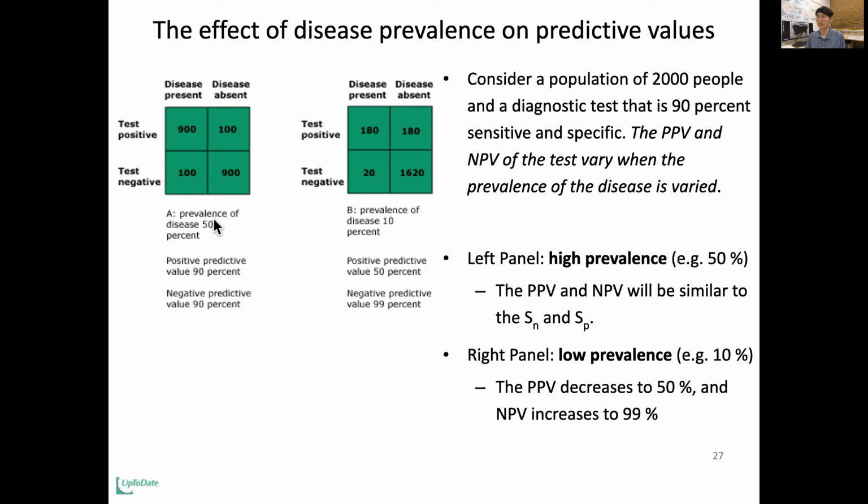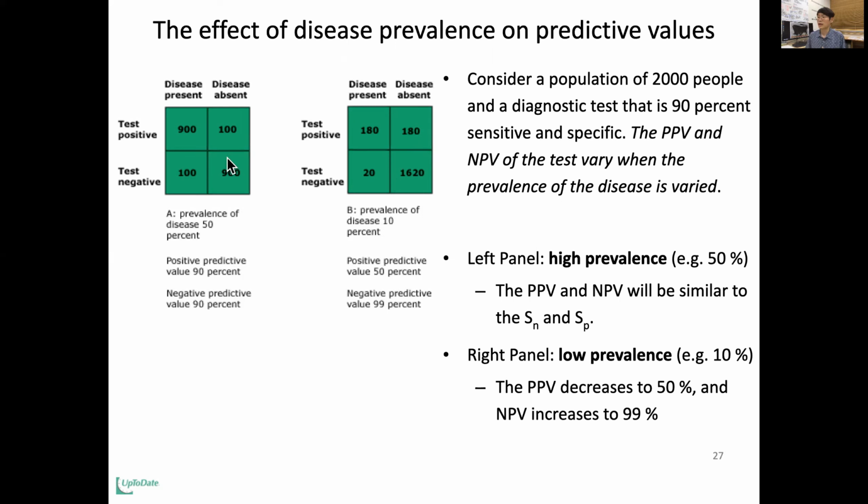So this is a prevalence of 50%. In the other case, the disease is a little rare: 200 out of 2,000, so 10% have the disease and the other 90% do not. So the prevalence will be 10%. In these two different cases, let's calculate the predictive values.